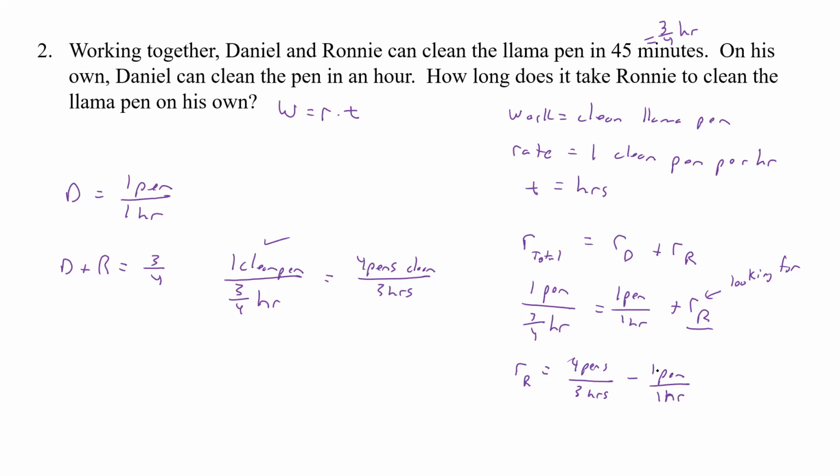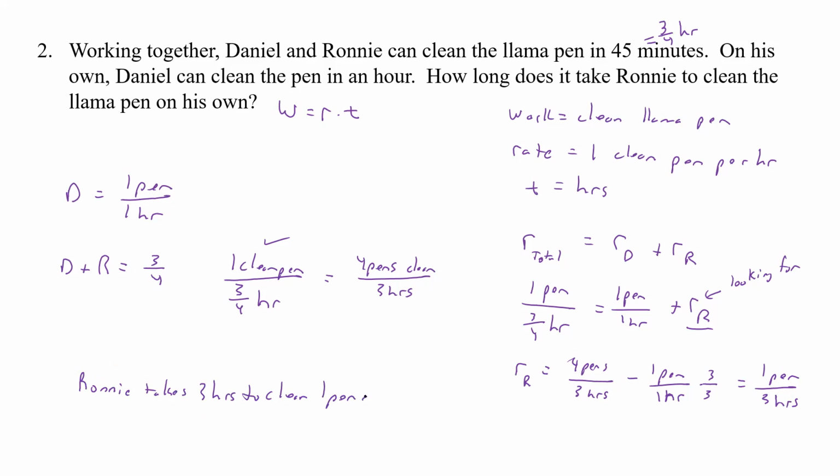And what can we get then? Well, we can say, okay, if we take that times 3 over 3, we'll have 4 minus 3, which is 1 pen, 3 hours. And so it's basically 1 pen per 3 hours. So it's going to take Ronnie 3 hours to do one pen cleaning. So we'll say then Ronnie takes 3 hours to clean one pen.